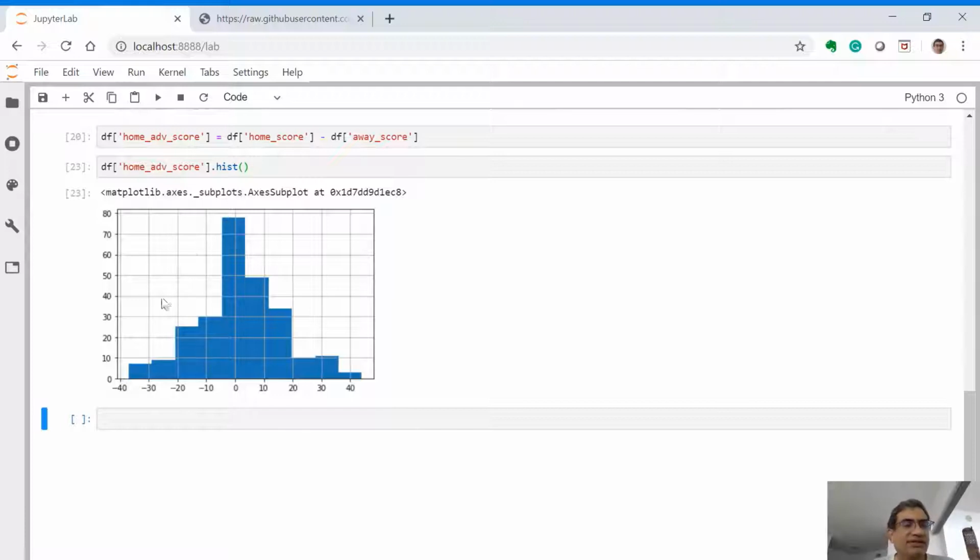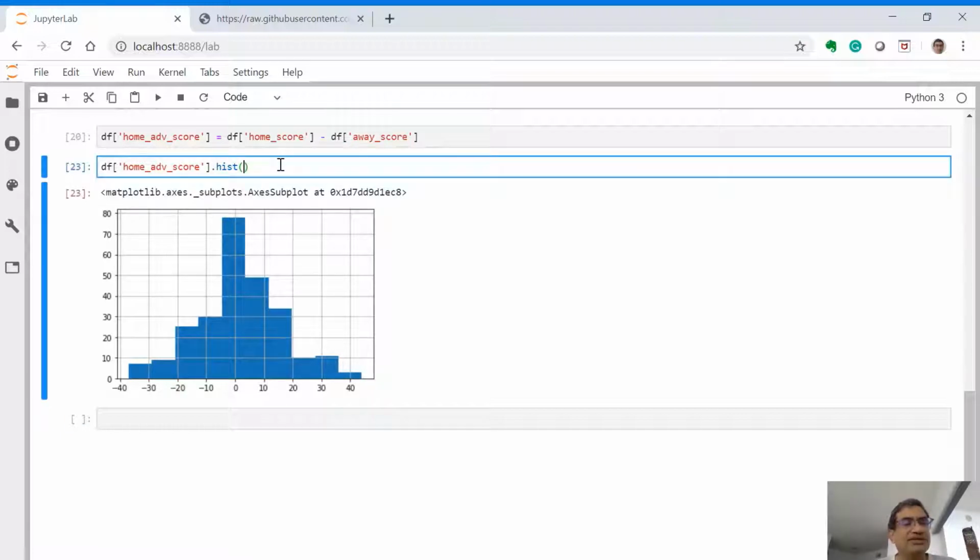Look at this. Let's understand the x-axis, minus 40 to plus 40. In a few games the difference between the two team scores is as much as 40. That's a very big difference. But as you can expect, most of the games in the NFL are close, so they're anywhere between, let's say, minus 5 to plus 5 points. So you win, but you win by a small margin.